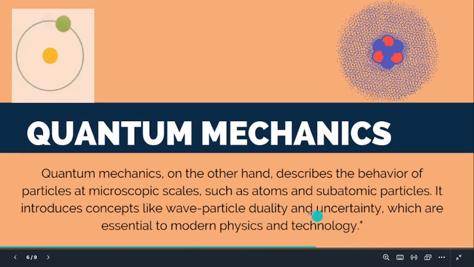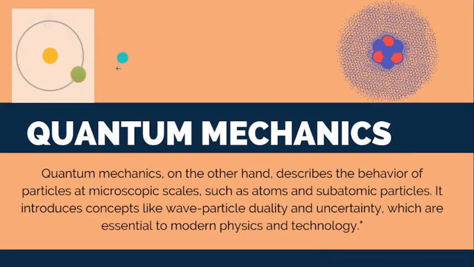Example, in quantum mechanics, electrons do not orbit the nucleus like planets. Instead, they exist in a cloud of probability, behaving as both particles and waves simultaneously.